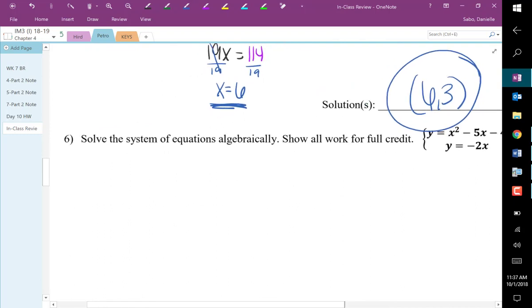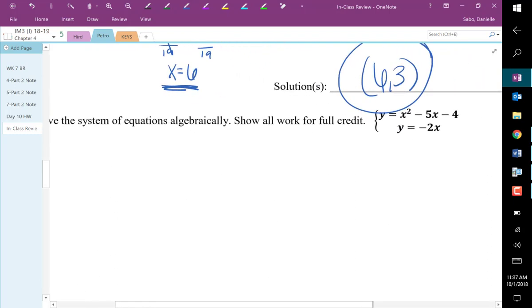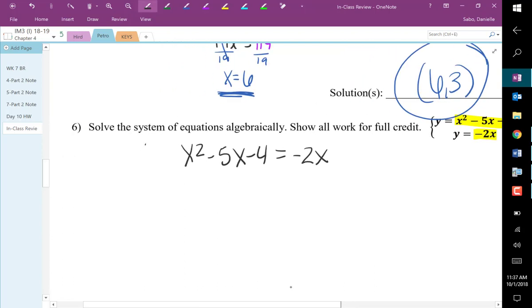All right, solve the system of equations algebraically. Show all work for full credit. Okay, so this is the one where you're going to have to factor. So they both equal y, so you're going to set them equal to each other. So I have x squared minus 5x minus 4 is equal to -2x. So that was my first step. I'm just setting them equal to each other.